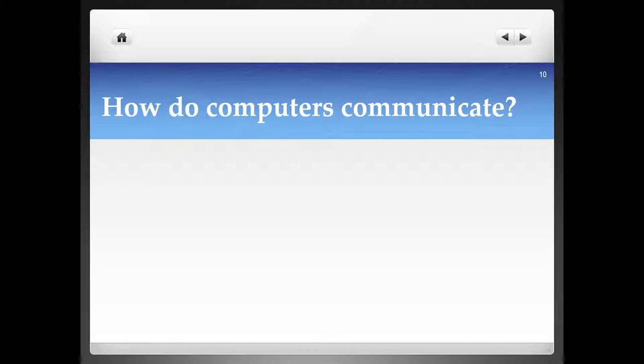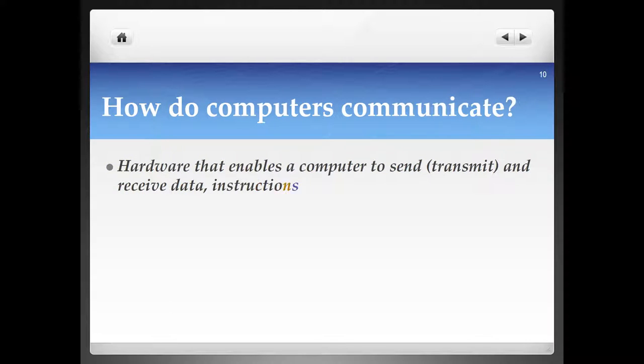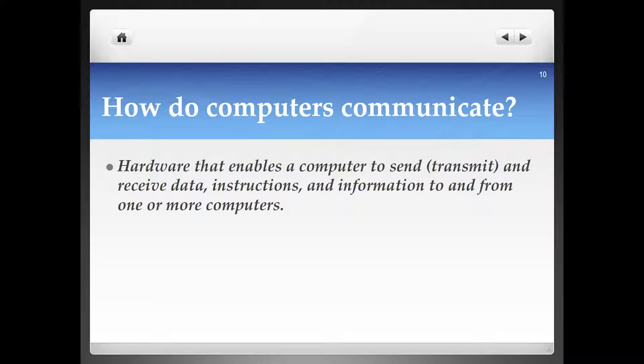So let's talk about the way computers talk to each other. How do computers communicate? First of all, computers have hardware that enable them to send, otherwise known as transmit, and receive data. Sending and transmitting data is what computers do. That includes instructions, and it includes information that one or more computers might need. If your computer is not networked, if your computer is not set up to talk to other computers, it is very limited in what it's going to be able to do for you.